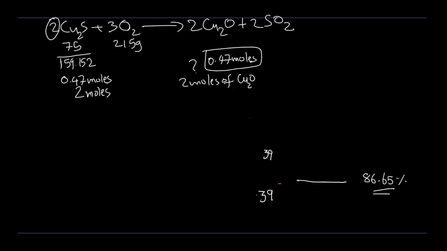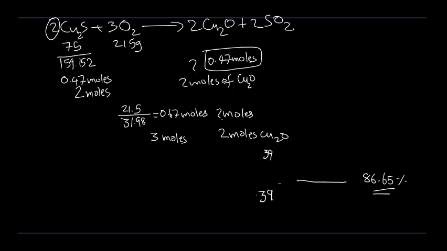And now I will see from oxygen how many moles will form. So 21.5 is the mass of oxygen divided by the molar mass of oxygen, 31.98, that equals 0.67 moles I am getting. And now from the balanced equation I have 3 moles of oxygen, and that gives 2 moles of copper 1 oxide. So how many moles will form from 0.67? Just cross multiply, right? So the number is 0.67 times 2 divided by 3, that will give me 0.45 moles of copper 1 oxide.